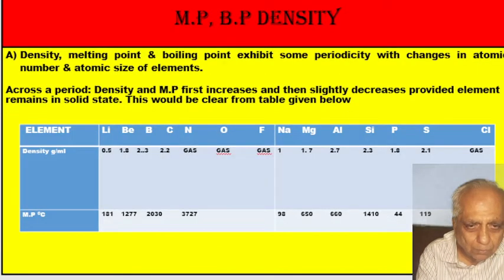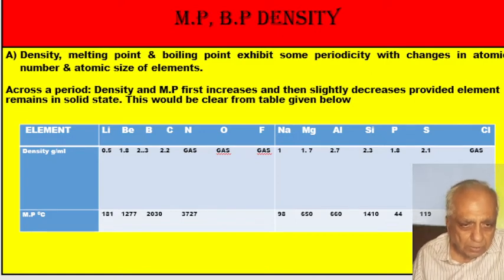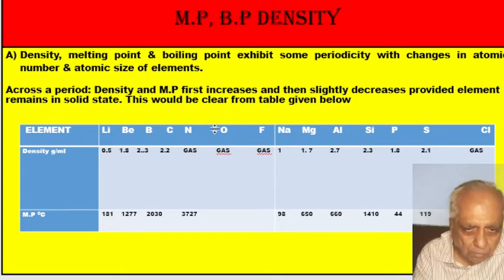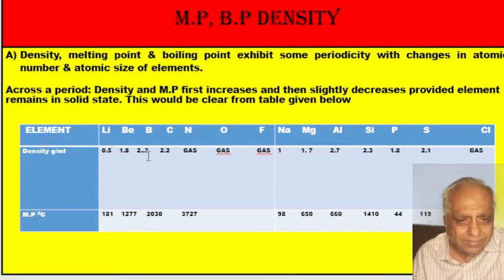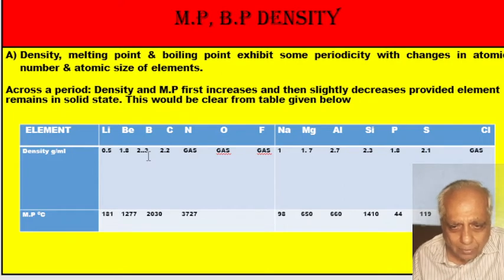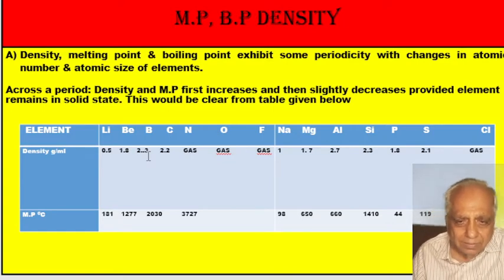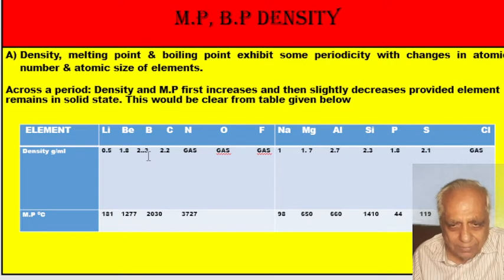Now the next properties are very simple. Then we go to the physical properties. If we see the density of the first period, it is 0.5, 1.8, 2.3, 2.2, and then the others are gases. So we need not write for gases. Therefore what we can see is density is increasing. Similarly, you can see for the third period, sodium to chlorine. Chlorine is a gas, and for the others the density is increasing up to aluminium, and then there is a slight decrease. Sodium, magnesium, aluminium, density is increasing, but silicon, phosphorus and sulfur are slightly decreasing.